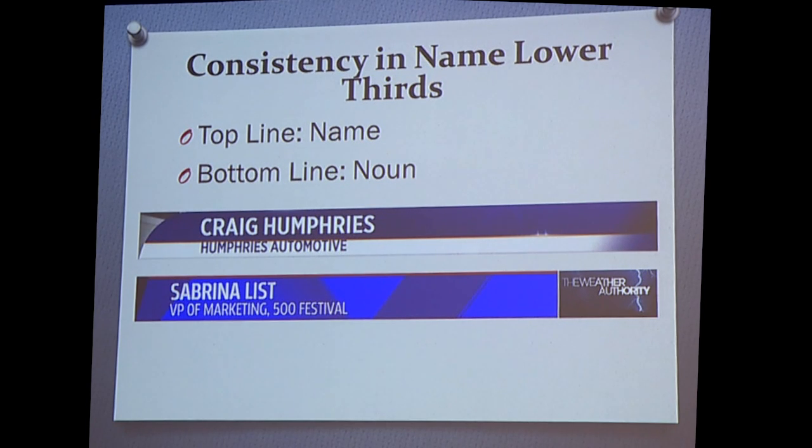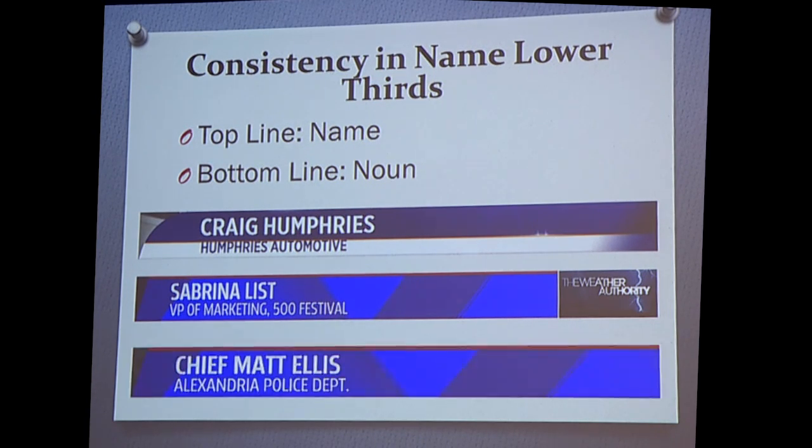This was one that was done correctly. Sabrina List, VP of Marketing, 500 Festival. Exactly how I want to do this one. The only exception to this is when it comes to people of title. What I mean by that, a chief of police, a detective, a battalion chief for the fire department. Those have specific titles. Mayor, we put those up top, and then on the bottom we put the organization.